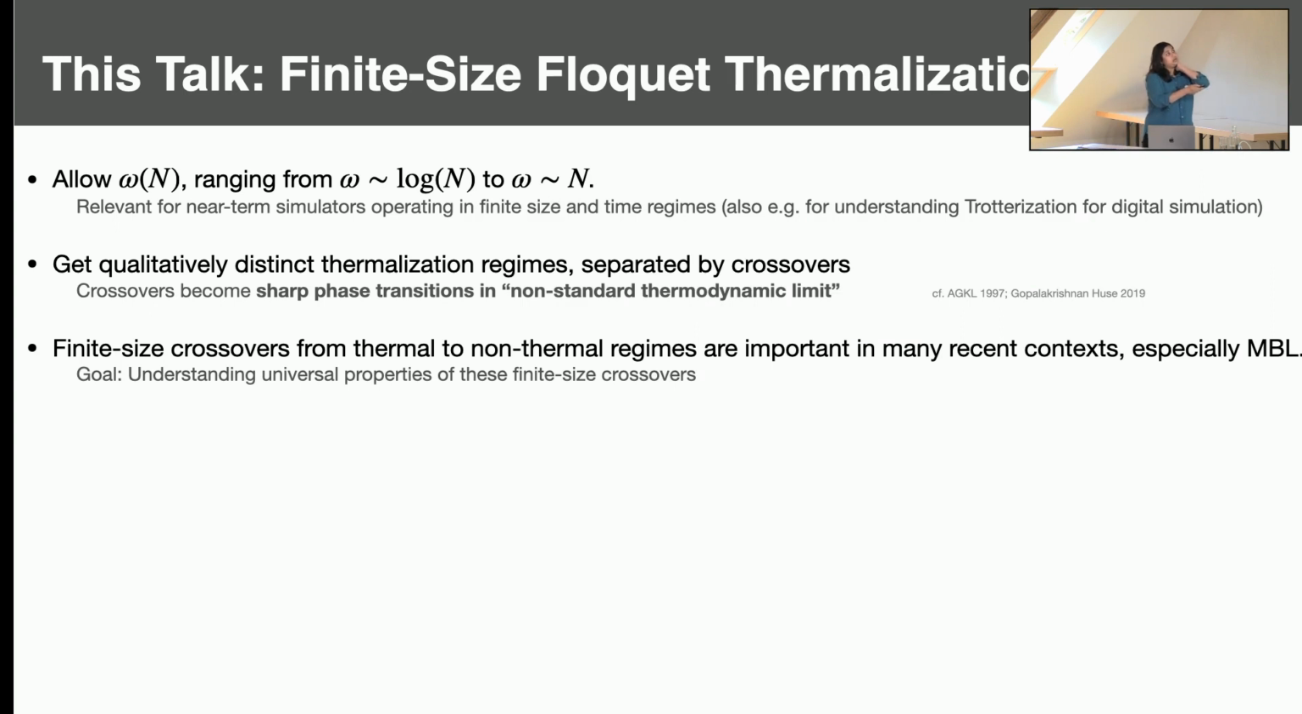And finally, a motivation for this work is that finite size or finite time crossovers from thermal to non-thermal regimes have become increasingly important in many recent contexts, most notably in the context of many-body localization, okay? So understanding the universal properties of these finite size crossovers is an interesting problem in its own right, okay? And this universality may not be derived from some asymptotic phase transition, but may nevertheless be universal features. For instance, we know that random matrix theory gives you a great degree of universality.